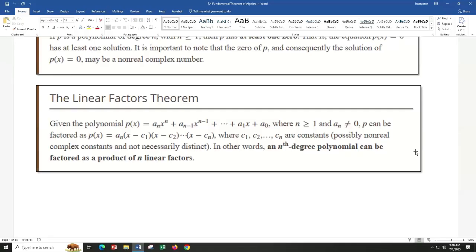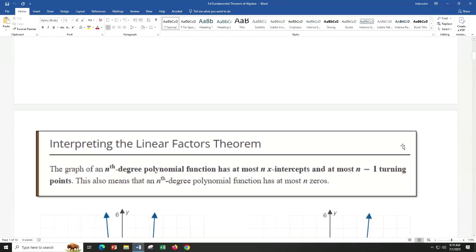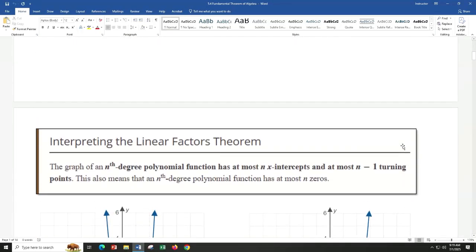But now the proof is in the pudding. This is why you've been learning algebra. Because if these proofs don't hold true, you can't move forward. Interpreting the linear factors theorem. The graph of an nth degree polynomial function has at most n x-intercepts and at most n minus 1 turning points. You're gonna need to remember that for your homework. This also means that the nth degree polynomial function has at most n zeros.